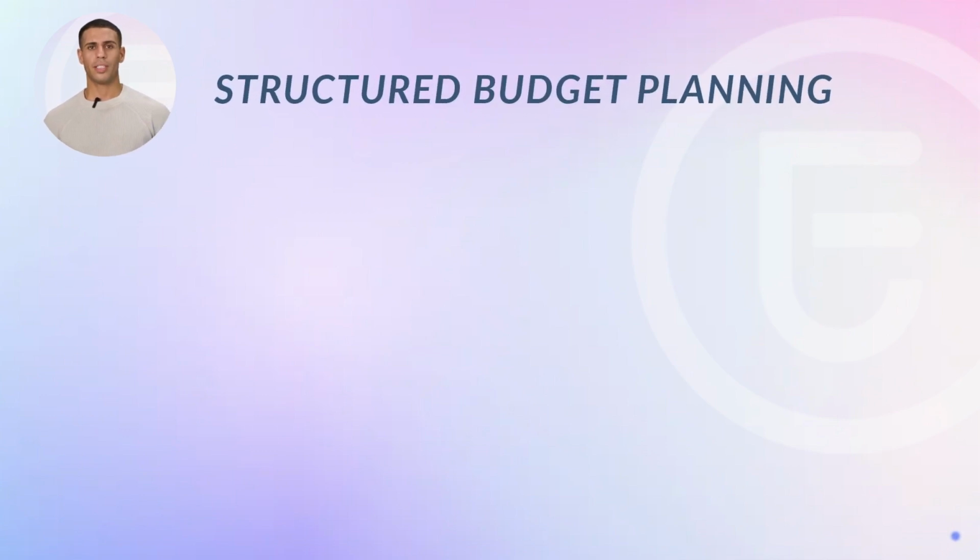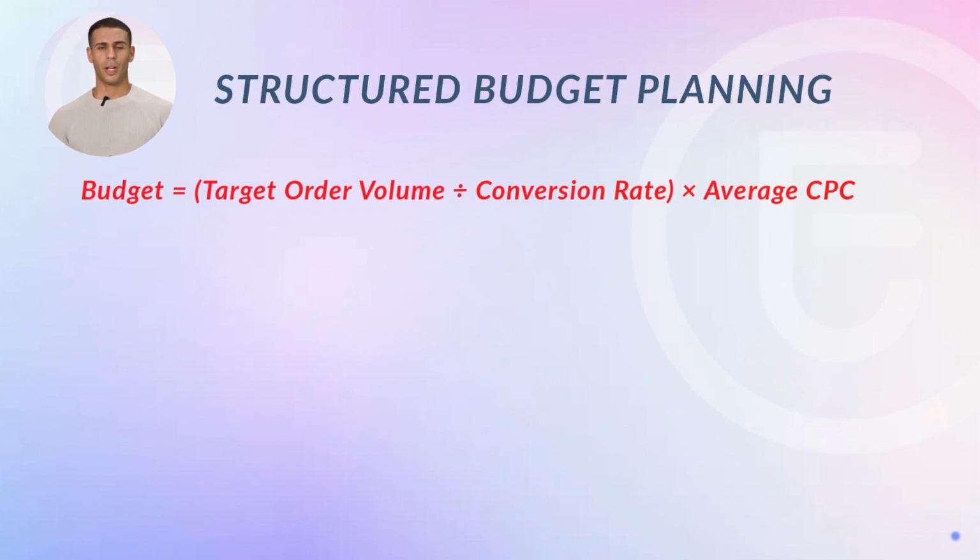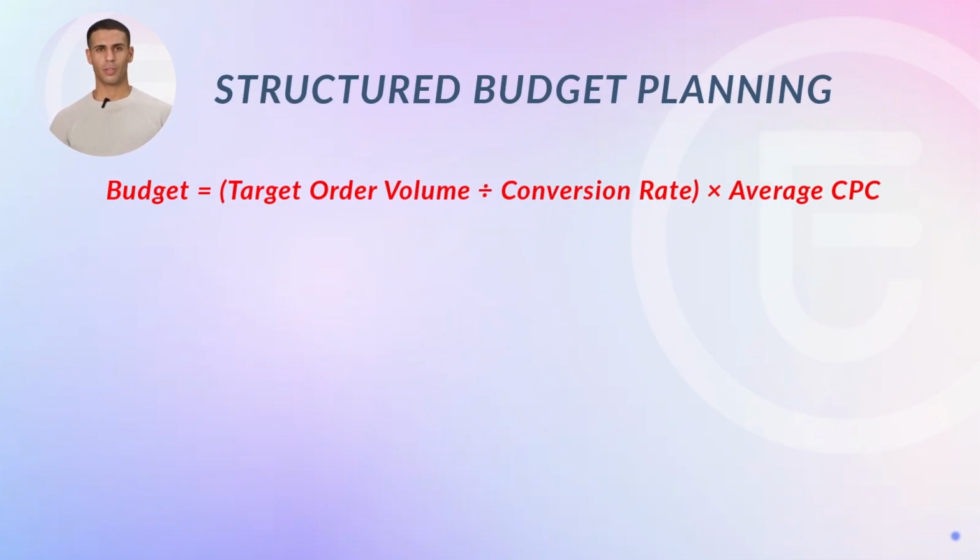A key formula to guide your planning is budget equals target order volume divided by conversion rate, then multiplied by average CPC. This ensures your spending is tied to performance goals, not guesswork. From here, move into structured planning.